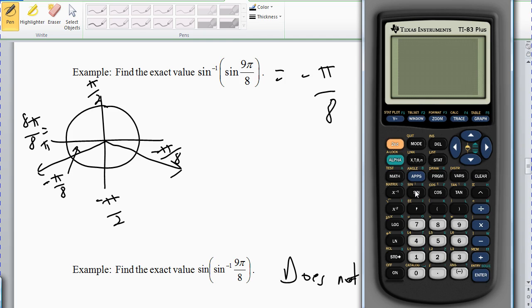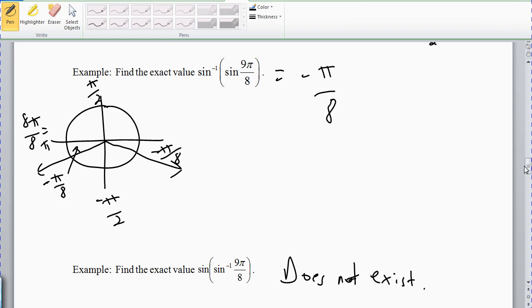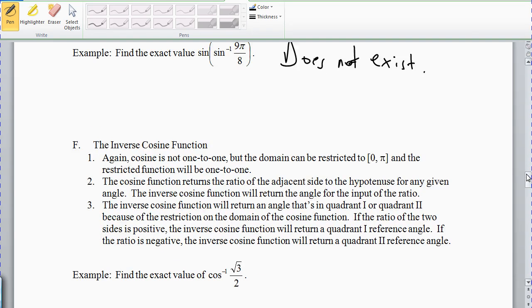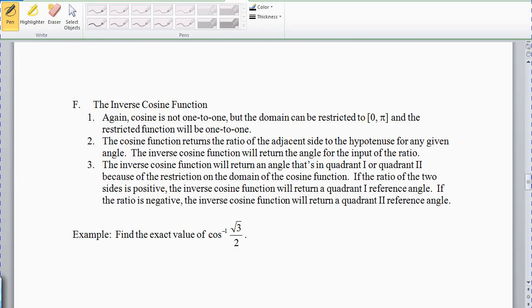Let's do sine inverse sine of 9 secant pi divided by 8. Close. Close. Enter. Error. Domain restriction. See that? Don't be afraid to use the calculator. Inverse cosine, kind of the same information.